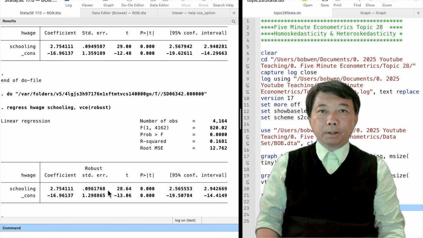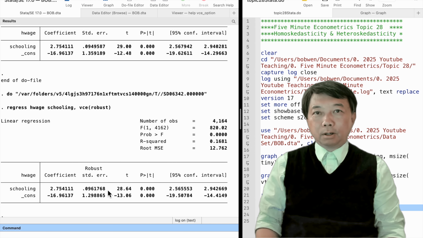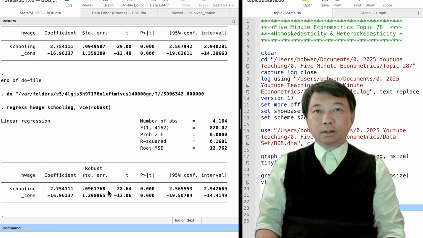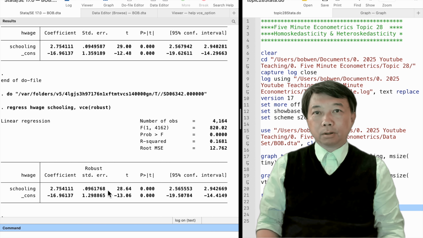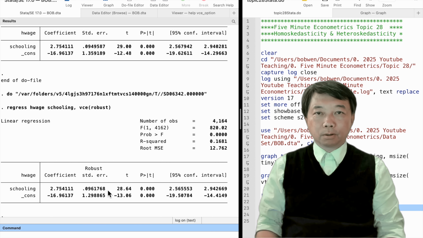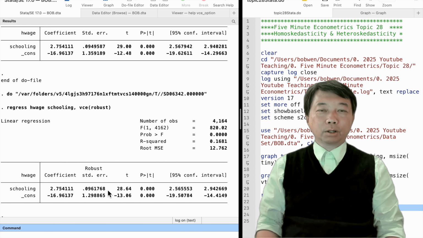In today's topic, we have discussed homoskedasticity and heteroskedasticity. That is, whether the error term of the model has a constant variance or varies with explanatory variables.